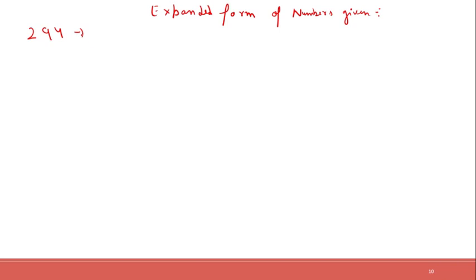That means they just want you to expand this number. So how will you proceed? You see that you have a 4 at ones place, so you will multiply 4 with 1. Then you see that you have a 9 at tens place, so you will multiply 9 with 10. Then you see you have a 2 at hundreds place, so you will multiply 2 with 100. So you will get 200 plus 90 plus 4.